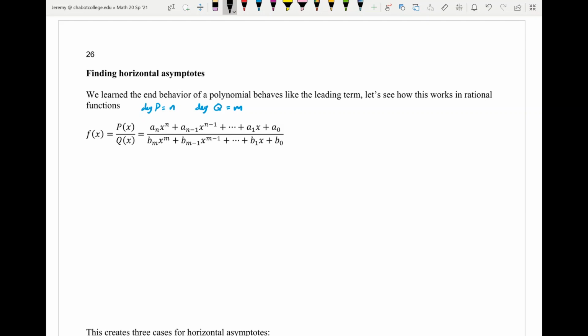Okay, so f of x is equal to p over q, and here it is all expanded out. What I'm going to do is factor out x to the m, the highest degree in the denominator, from the numerator and the denominator. That's what I'm doing in this step right here. So let's see what this looks like.